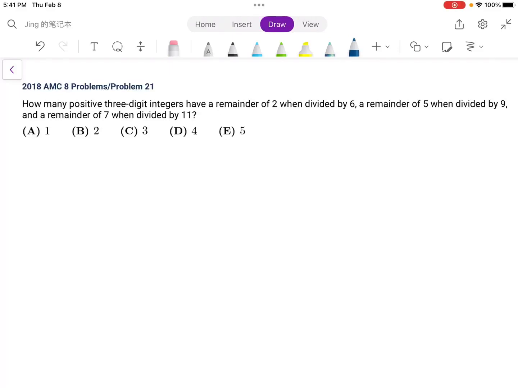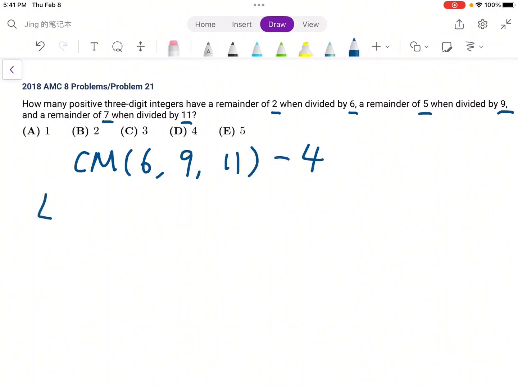Problem 21. Notice that 6 subtract 2 equals 4, 9 subtract 5 also equals 4, and 11 subtract 7 also equals 4. That means if we find the common multiple of 6, 9, and 11, and subtract 4, then it will satisfy this problem. So first, let's find the least common multiple of 6, 9, 11.